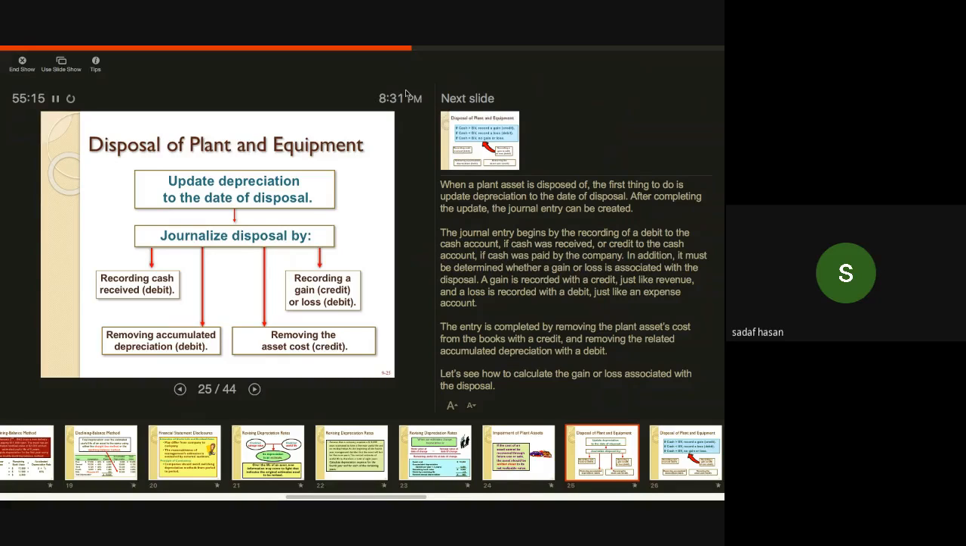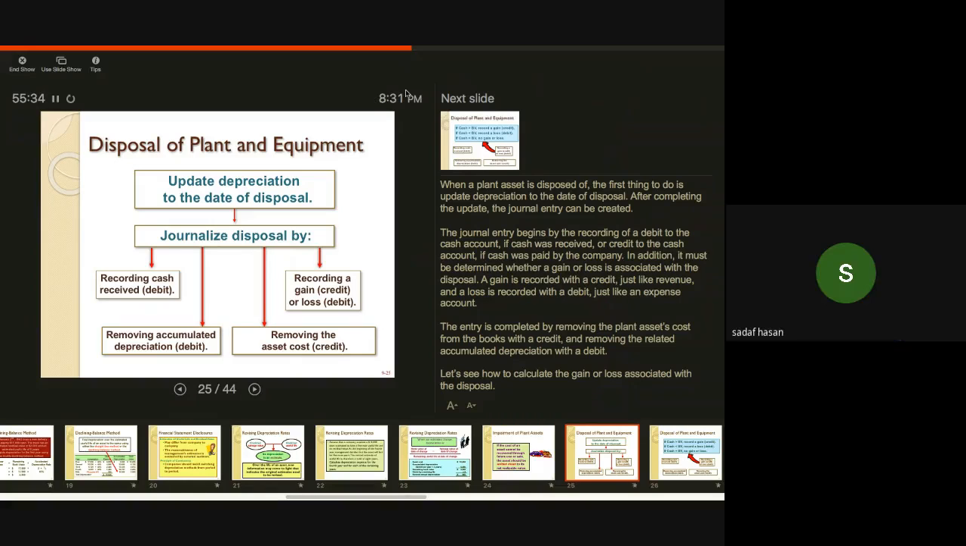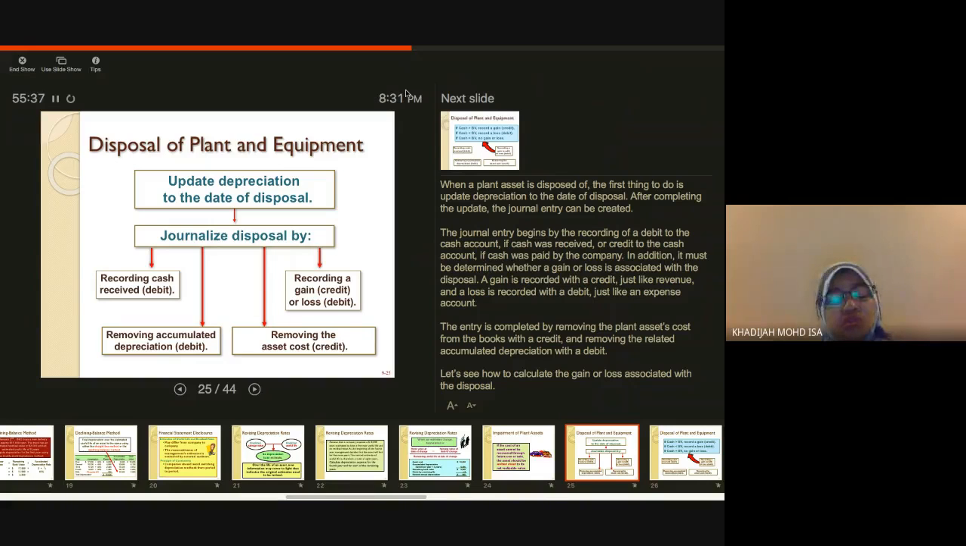And then remember that when you dispose of the asset, should the asset still be there? No. So you're going to take it out from your account. If it's an equipment, it's your asset, you have a debit balance. So if you want to take it out, you're going to credit that asset. If you have an asset debit and want to dispose of it, you have to credit the cost of the asset. So that is another entry.